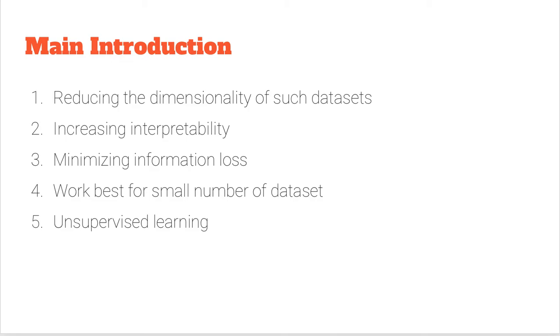The main purpose of PCA is to reduce the dimension of datasets and increase the interpretability by minimizing the information loss. It works best for small datasets and it is unsupervised learning.